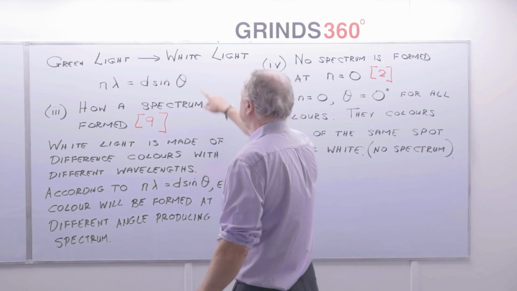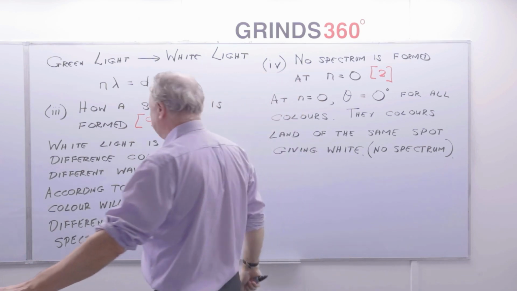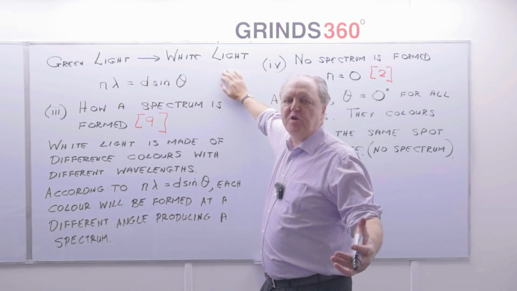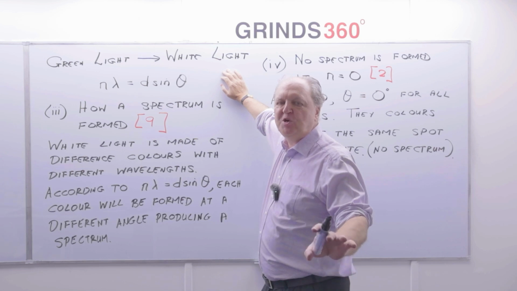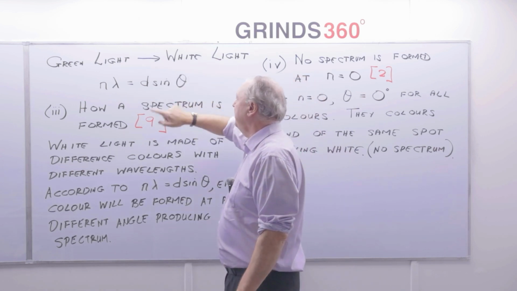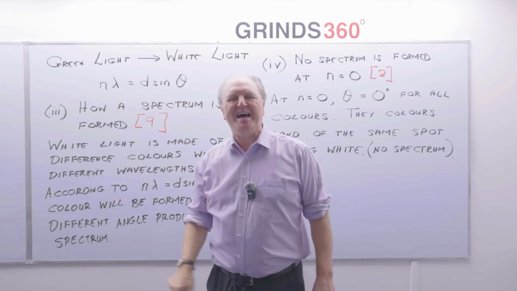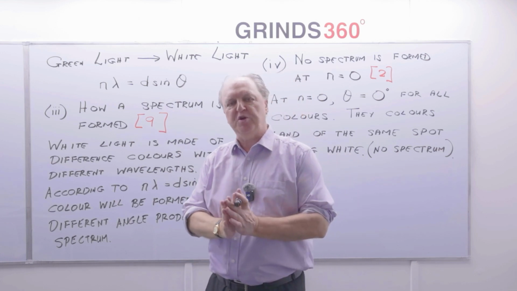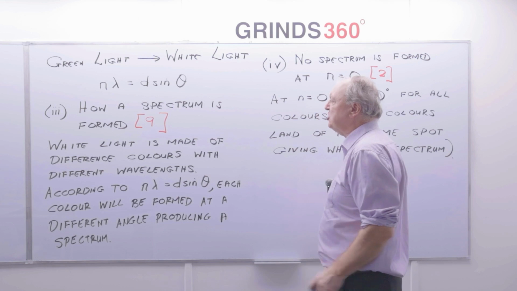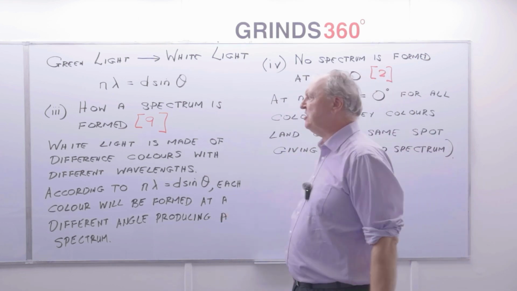Well, green light is replaced by white light. Here's my formula, n lambda is equal to d sine theta. You know, white light is made up of the colors of the rainbow, and each color has a different wavelength. But according to that formula there, if we have different wavelengths, the colors are going to be formed at different angles on the screen. In other words, they're going to be broken apart. They're going to be split. That's what gives me the spectrum. That's what we said dispersion was. It's the breaking up of white light into its colors.